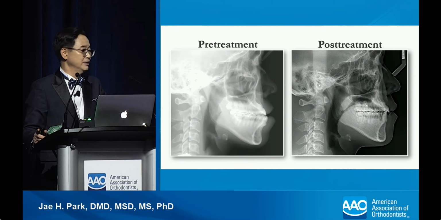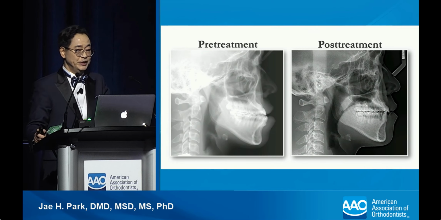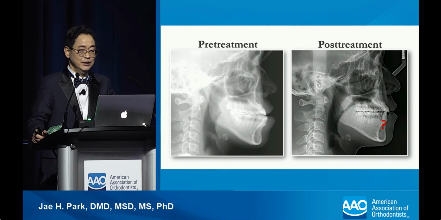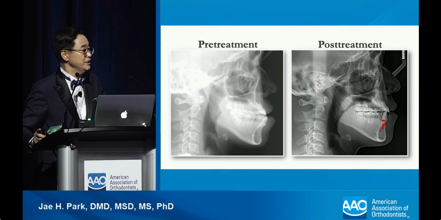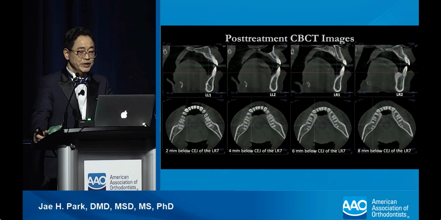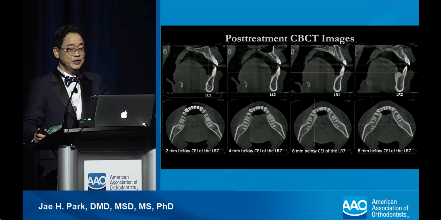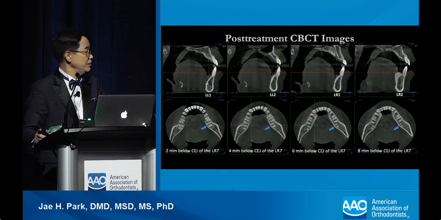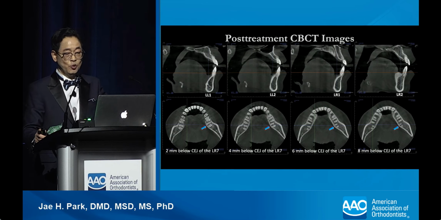However, excessive retraction of lower anterior teeth might increase the risk of gingival recession and dehiscence on the lingual surface of the incisors. You can also see the sagittal view of CBCT of the lower incisors. The lower images are the axial sectional views of CBCT of the lower right 7.